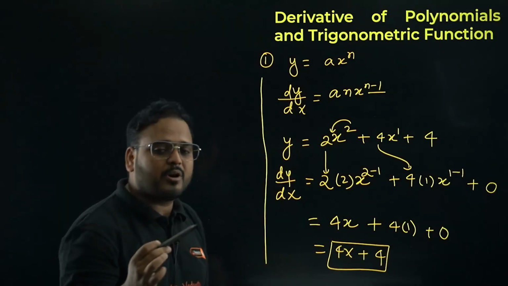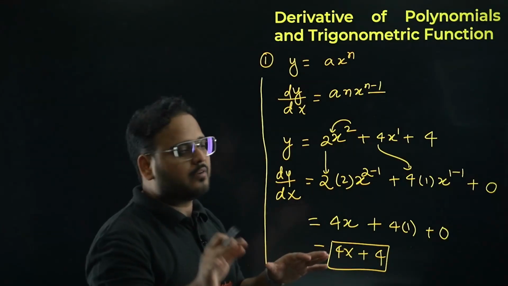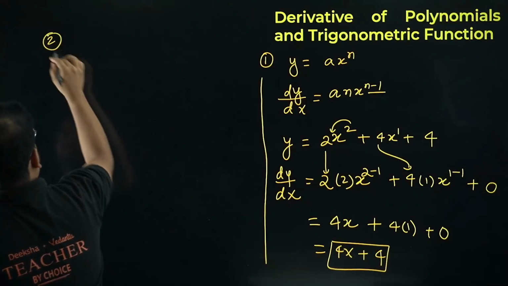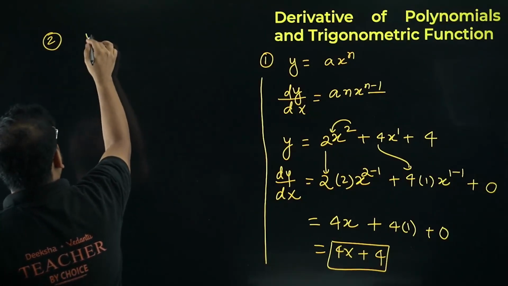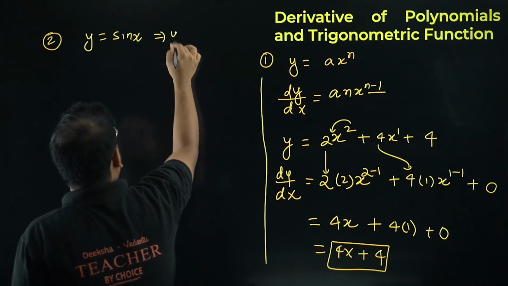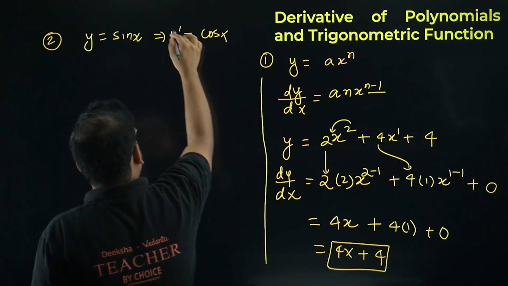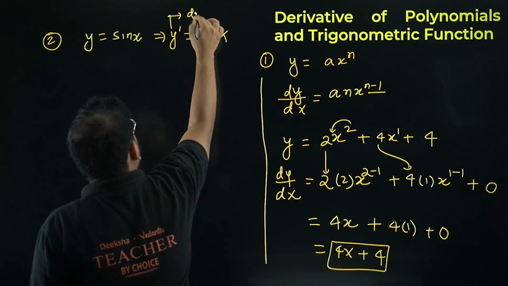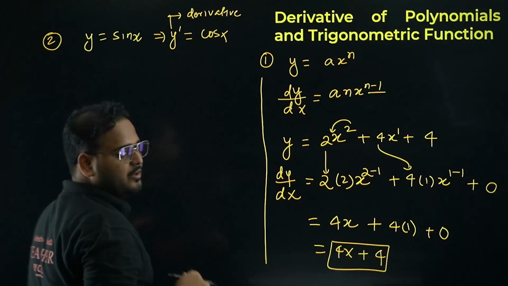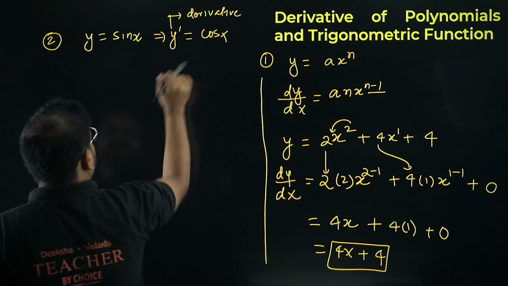Now I'm going to list out some formulas for the trigonometric functions. Not required to take an example on all of them. If I have, let's say, y equal to sin x, then y dash, the derivative, will become cos x. Y dash represents the derivative. So my y is sin x, y dash is cos x.